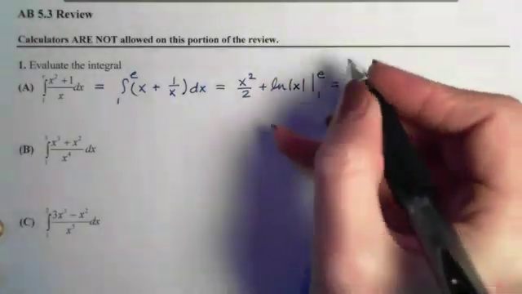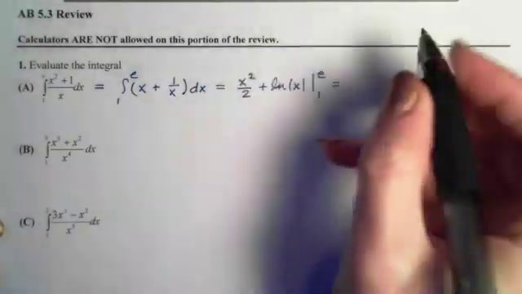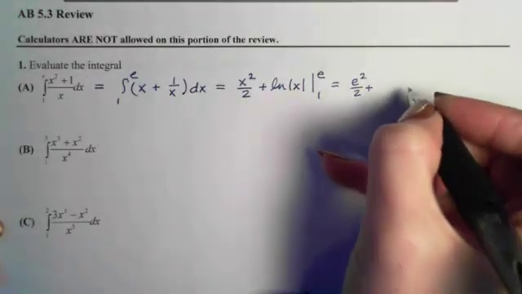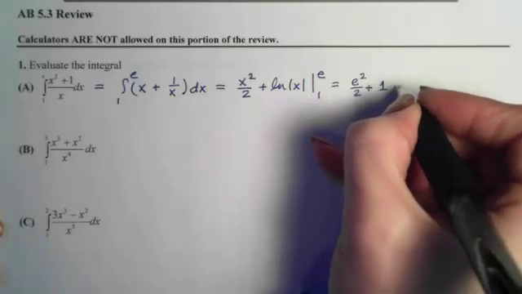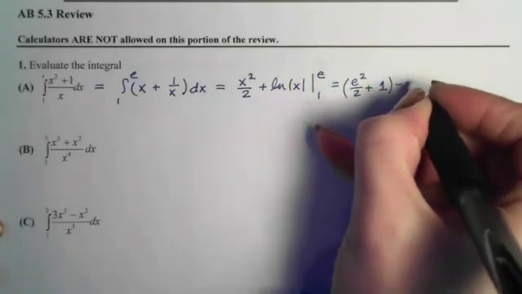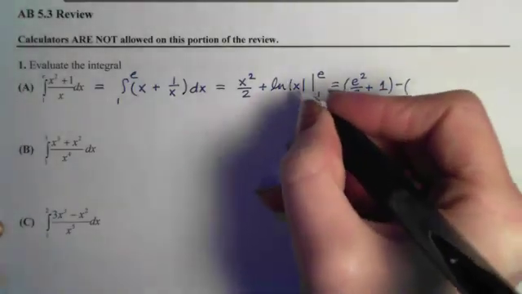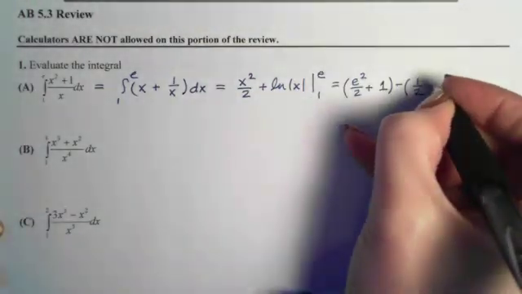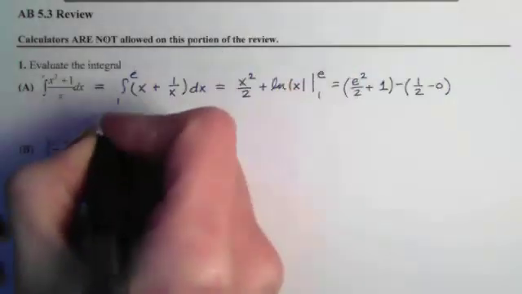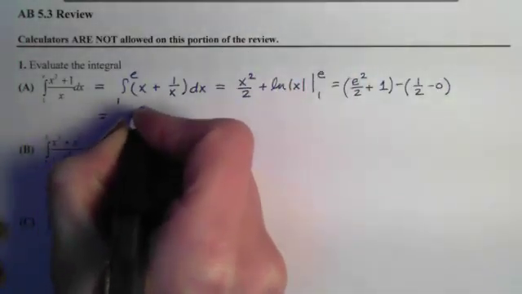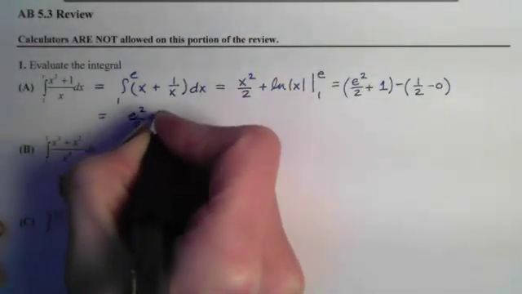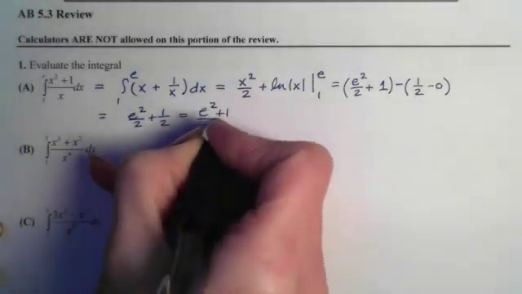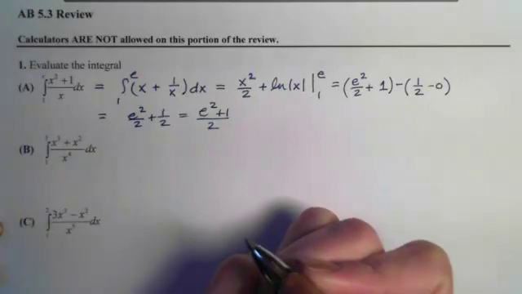Now in order to evaluate, I plug my top number in first, so that would be an e squared over 2 plus a log natural of e, which is 1, and then I will subtract what comes out when I plug in a 1. Plug in a 1, I get a 1/2. Plug in a 1 here, and I get a 0. So if we finish this up, we'll end up with an e squared over 2 plus a 1/2, or we could get a common denominator and have an e squared plus 1 over 2.